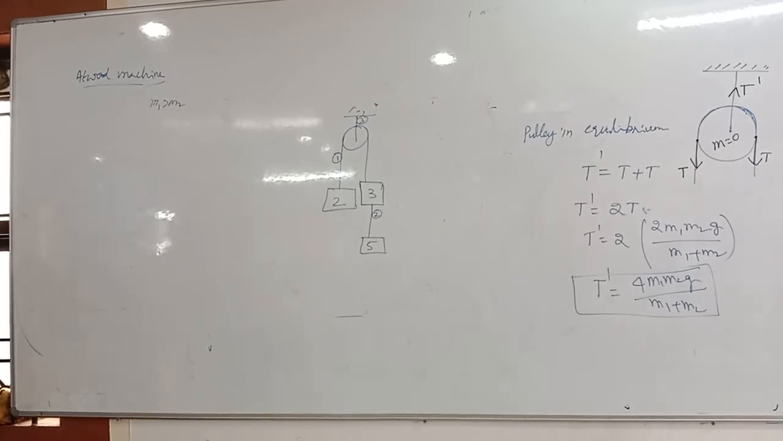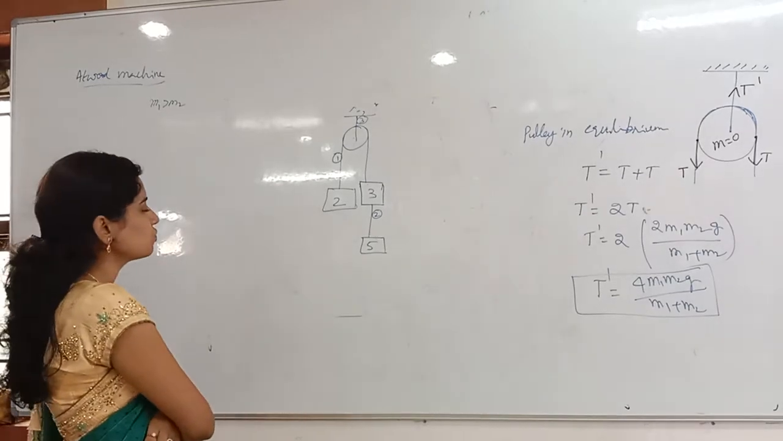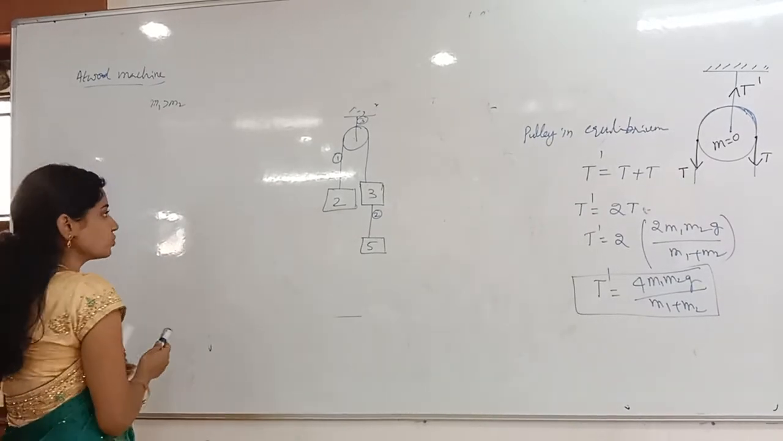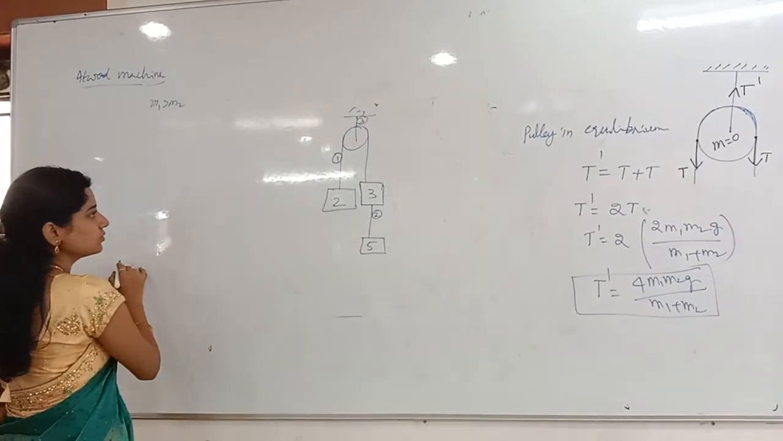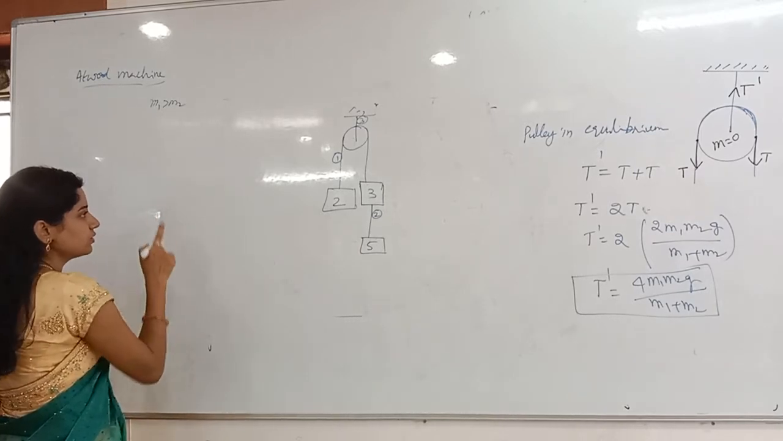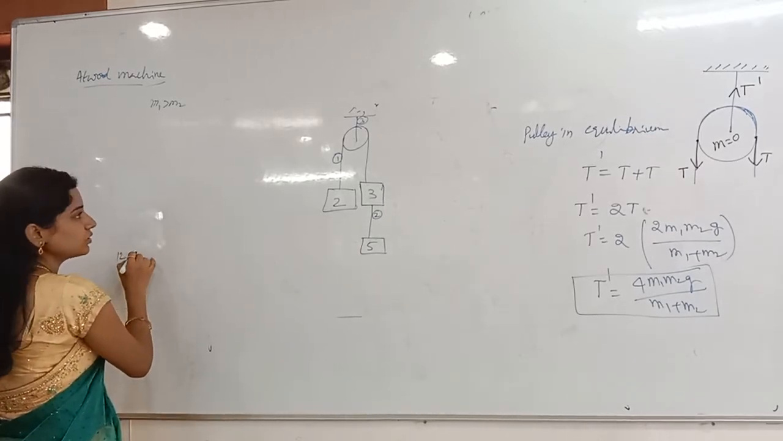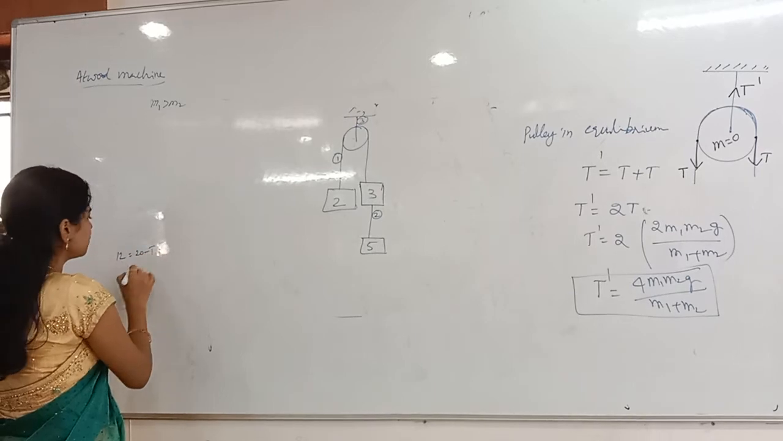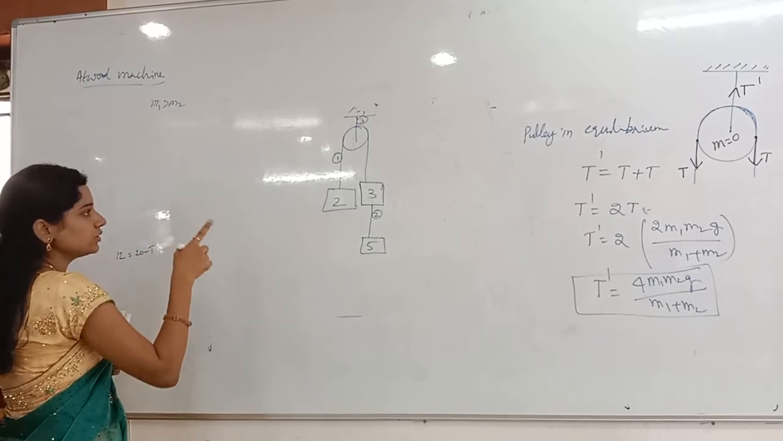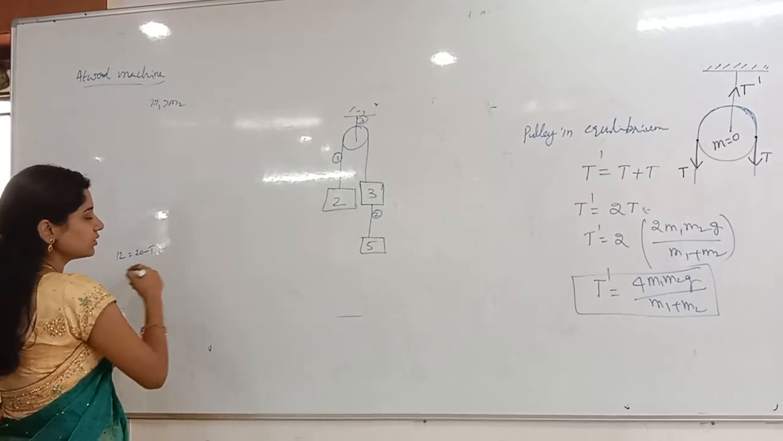T1? 32. 20 minus 3. 8 will come in downward direction.